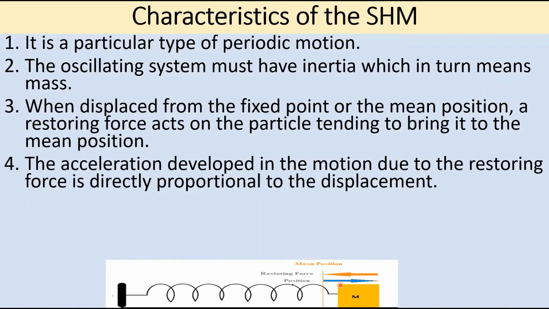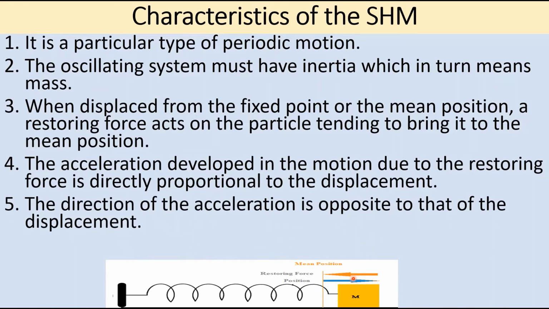The fourth characteristic is that the acceleration developed in the motion due to the restoring force is directly proportional to the displacement. Here the restoring force is acting towards the fixed point. Since force is proportional to acceleration, the acceleration is towards the fixed point and the displacement is away from the fixed point or the mean position. Therefore A is proportional to minus x, or the acceleration developed in the motion due to the restoring force is directly proportional to the displacement.